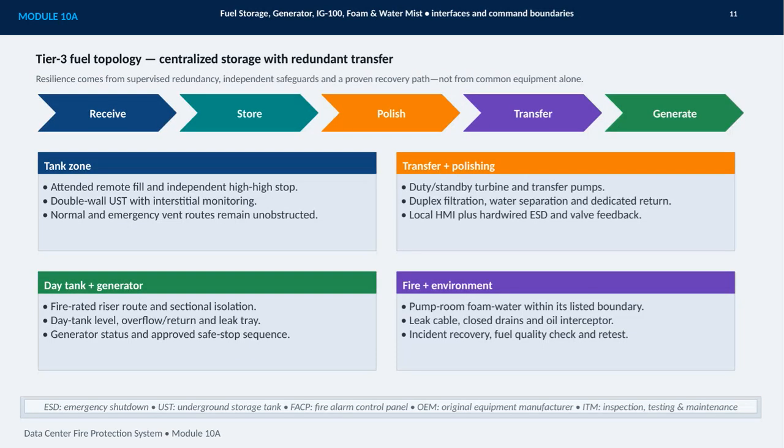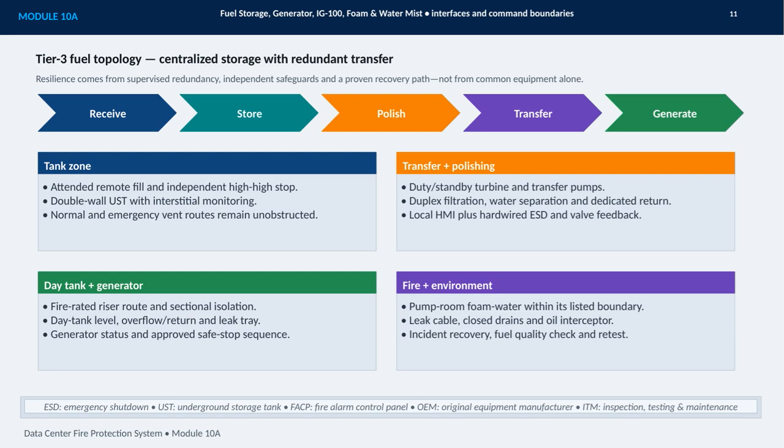This slide shows the Tier 3 fuel topology, organized as a controlled path from receiving fuel through storage, polishing, transfer, and generation. The central idea is supervised redundancy with independent safeguards and a proven recovery path. Redundancy by itself is not enough if critical functions depend on common equipment. At the tank zone, attended remote filling is paired with an independent high stop. The double-wall underground storage tank uses interstitial monitoring, while normal and emergency vent routes remain unobstructed.